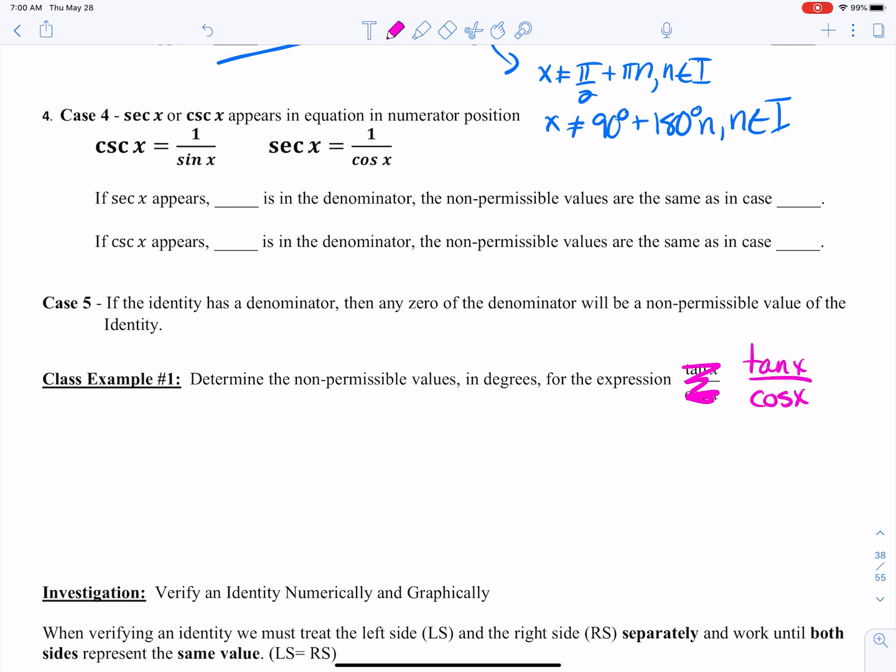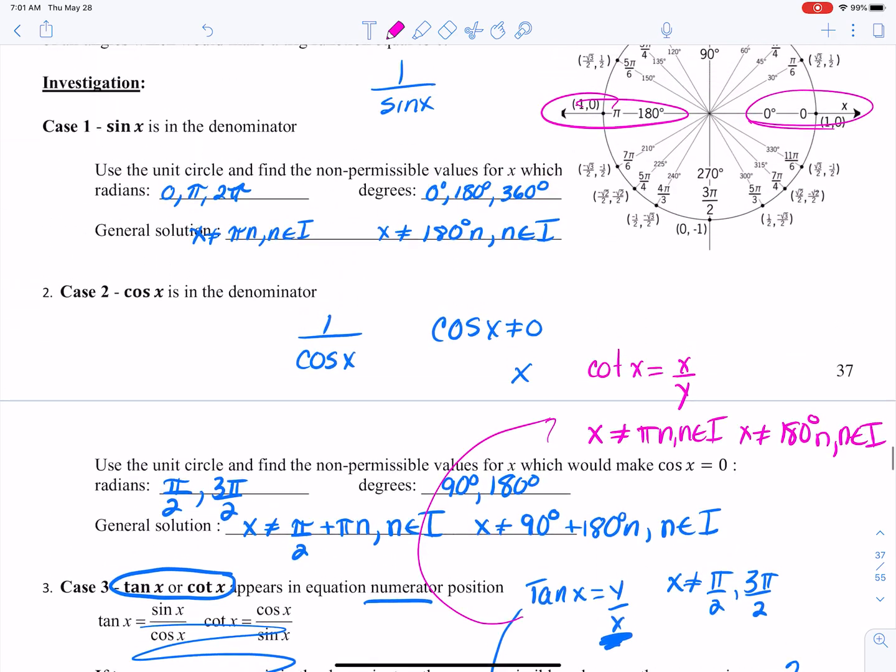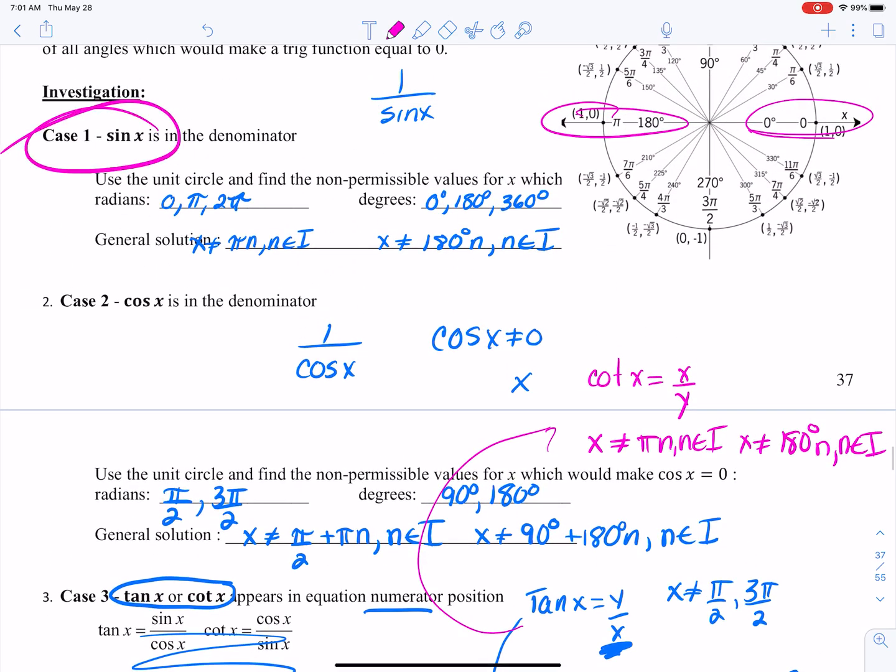Case 4, that's if you have secant or cosecant in the numerator position. So we know that cosecant is equal to 1 over sine x, so it ends up with the same restrictions as case 1.